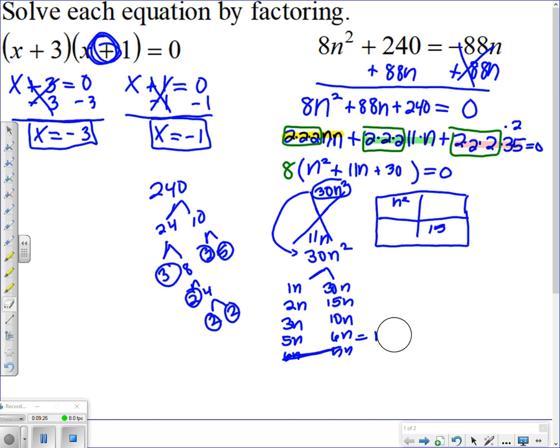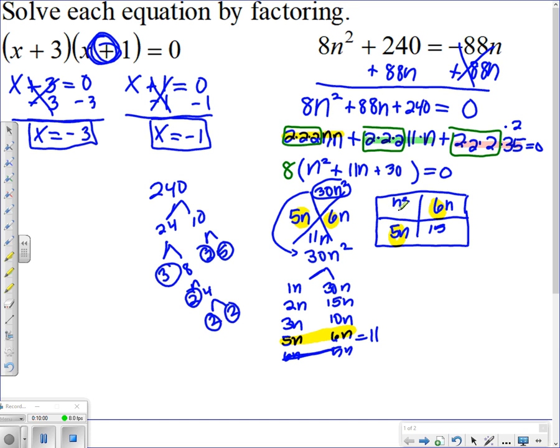Sorry, that should have been 11n. So the combination that I was looking for, 5n and 6n. So the numbers that I'm missing here are 5n, 6n, 5n, and 6n. So this should have been 5n, and this should have been 6n. Same over here, 5n and 6n.